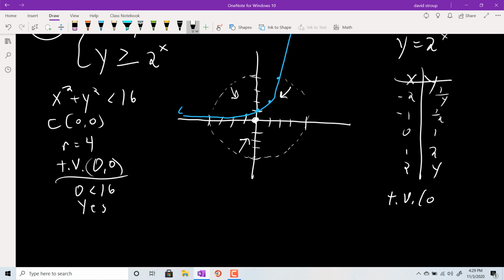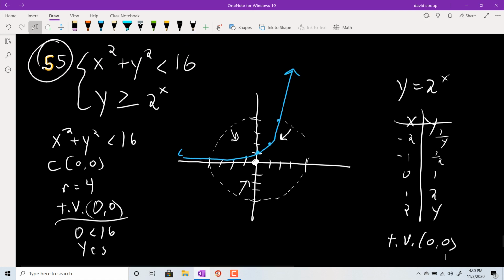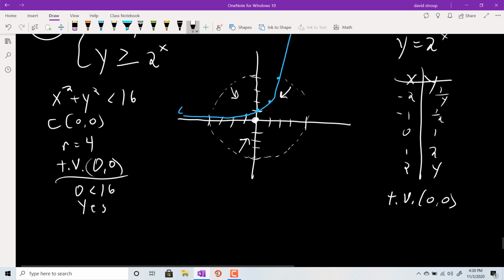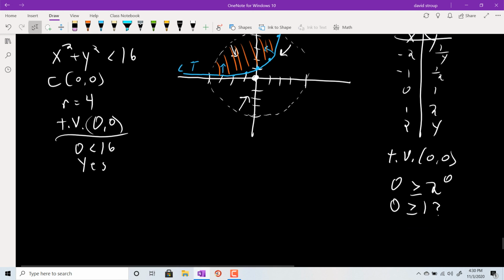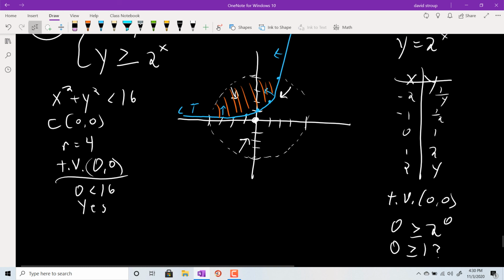Okay, and then we want to do a test value, so come over here and TV. I can use 0, 0 again. Okay. And I plug that into the original inequality, which is 0 greater than or equal to 2 to the 0. So is 0 greater than or equal to 1? No, that's not true. So you're going to be shading above the region. Show this region. And then the overlapping region, I'll put in red, seems to be this wedge right here. Okay, so that's the big and the small of it.